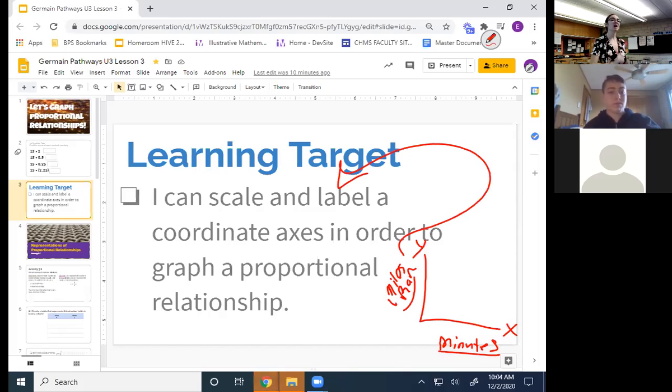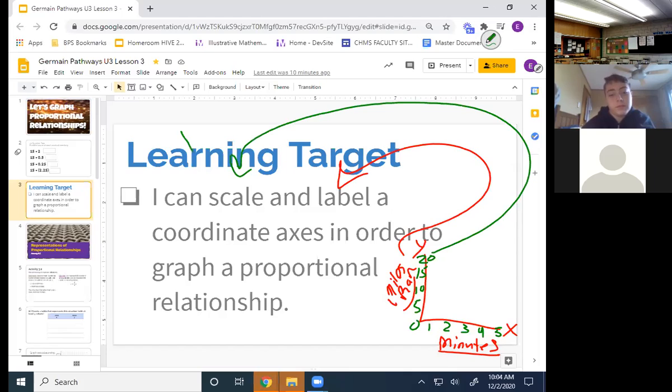When we scale our axes, that means we're going to put numbers down. So 1, 2, 3, 4, 5, 10, 15, 20. So scaling is when you number your axes, and a label is when you name them, okay? When you give them a name. So when you're talking about miles and minutes, that would be your label. When you're talking about your scale, that's when you number the axes, each of the lines on the axis, okay?